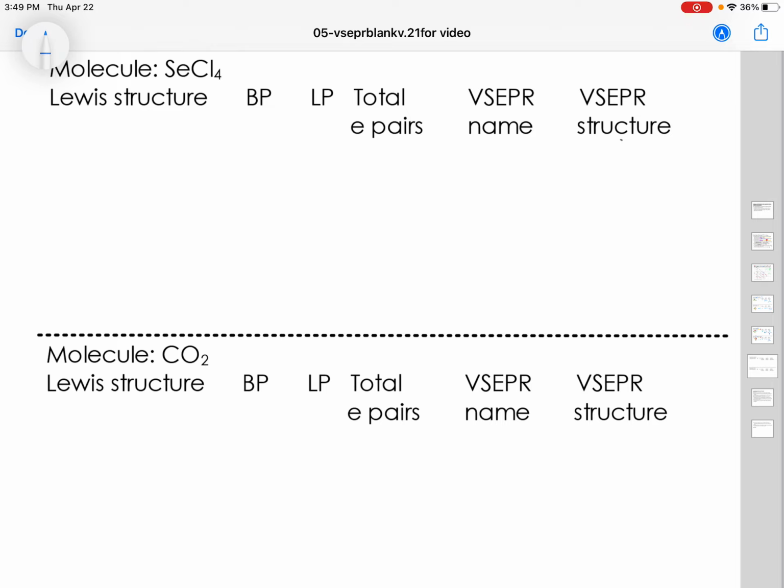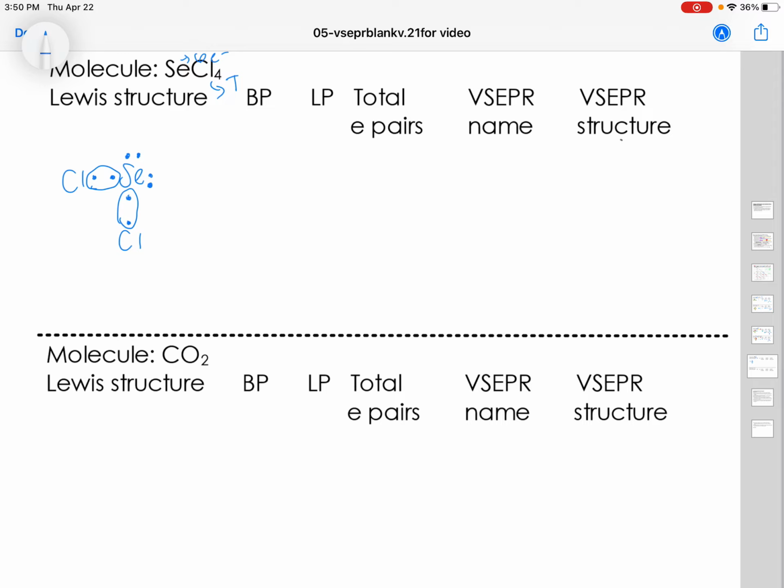So selenium is in the same column as oxygen. It has 6 valence electrons. And then chlorine has 7. It only needs 1. So when you do these, you'd be like, oh, Miss Todd, I think it's supposed to be SeCl2, but it's not. So this is one of those weird Lewis structures that breaks the octet rule.